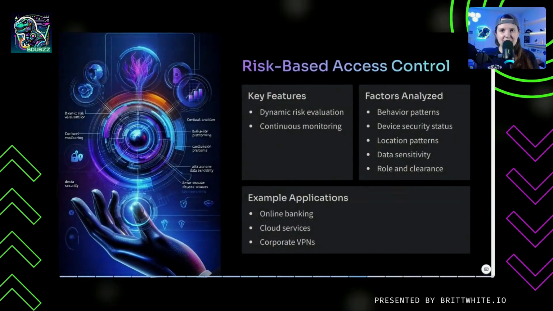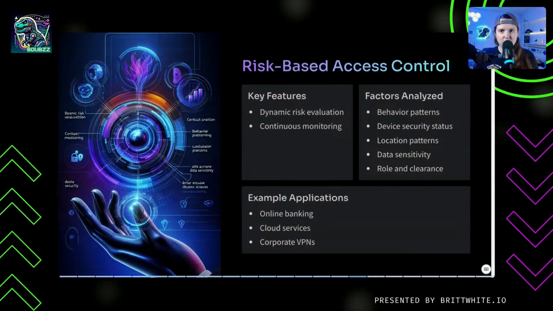Think of it as a sophisticated security system that continuously analyzes multiple factors to determine if it should let someone in. Unlike simple yes or no rules, it actively monitors various aspects of each access attempt in real time. Here's the key factors it evaluates. First, it examines your behavior patterns. Are you logging in at unusual hours or from an unexpected location? Next, it assesses your device's security status, checking for up-to-date patches and active antivirus. It monitors your location for suspicious patterns, like seemingly impossible travel between New York and Tokyo in an hour.